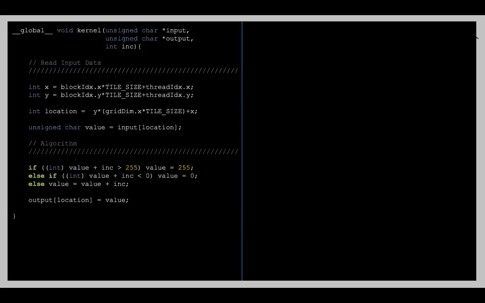The problem is that the warp is 32 threads. If some of the threads take the if path, other threads take the else if path, and the others take the else path, then all three would be serialized. This is a problem, and ideally you would want to avoid it, but it's not always possible. For example, in this application, it's important. So when you're writing a kernel, always keep these things in mind.